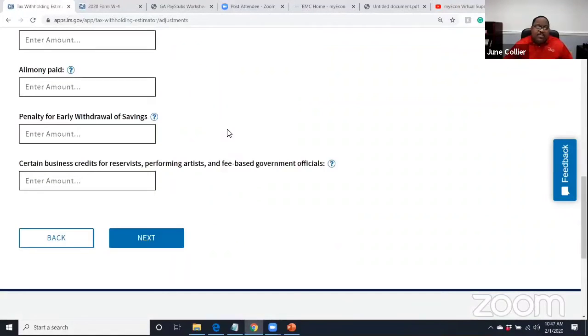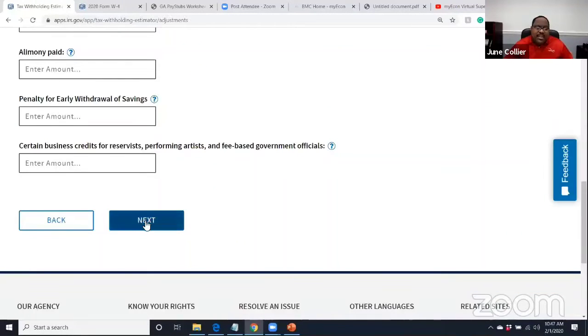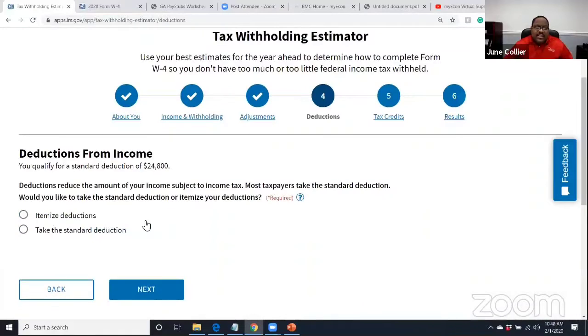So we're going to leave all of these blank. We're not going to take any adjustments to income. We're going to go ahead and click on next. Now we're going to look at deductions from income.